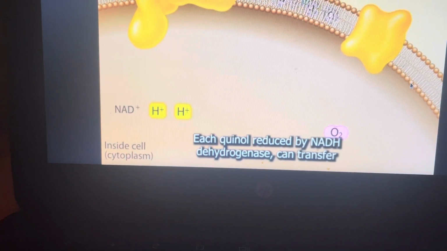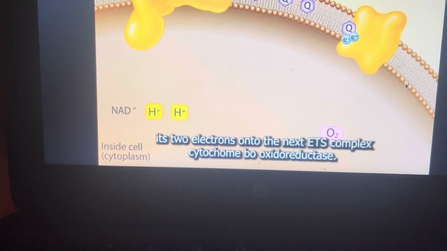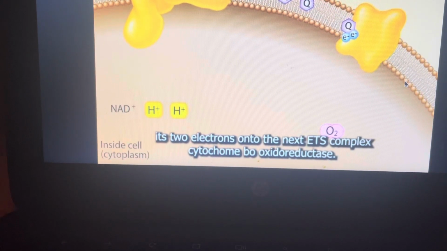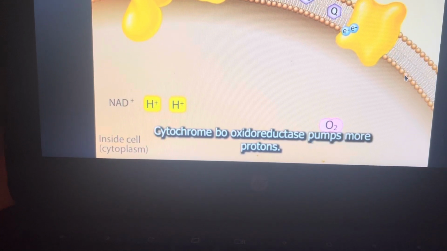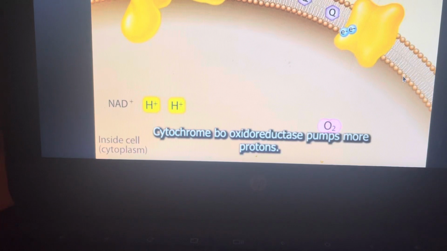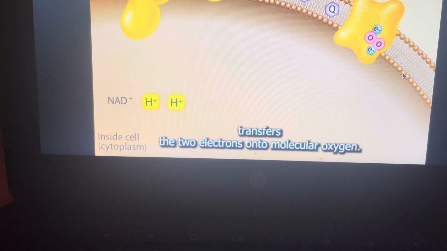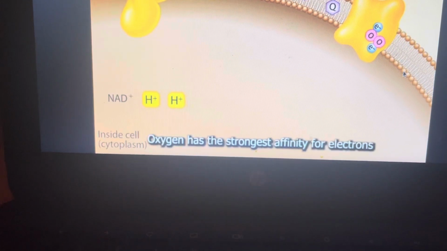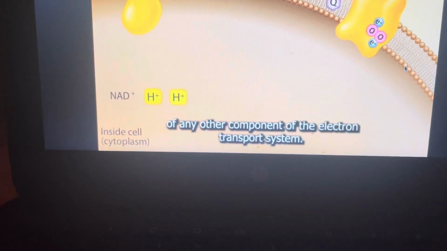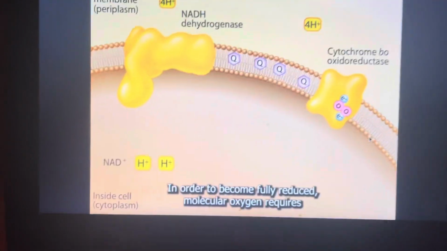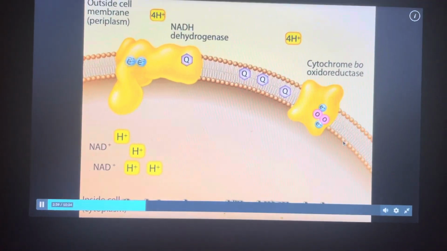Each quinol reduced by NADH dehydrogenase can transfer its 2 electrons onto the next ETS complex, cytochrome bo oxidoreductase. As part of the electron transfer event, cytochrome bo oxidoreductase pumps more protons. This terminal oxidoreductase now transfers the 2 electrons onto molecular oxygen. Oxygen has the strongest affinity for electrons of any other component of the electron transport system. In order to become fully reduced, molecular oxygen requires the electrons from an additional NADH molecule.